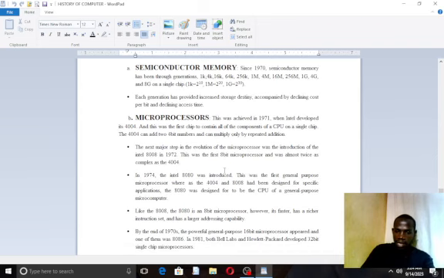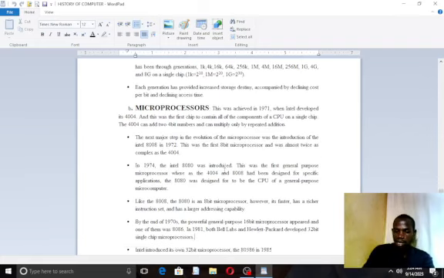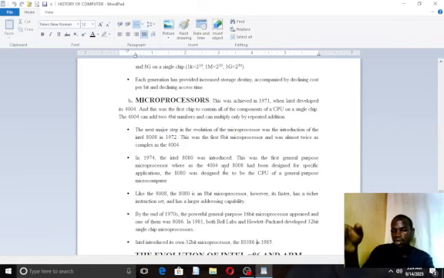Like the 8008, the 8080 is also an 8-bit microprocessor. However, it is very fast, has a richer instruction set, and has a larger addressing capability.